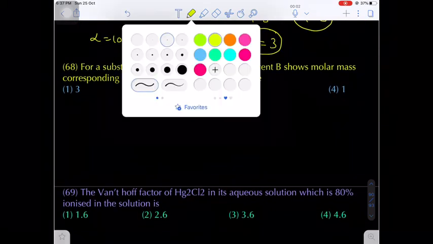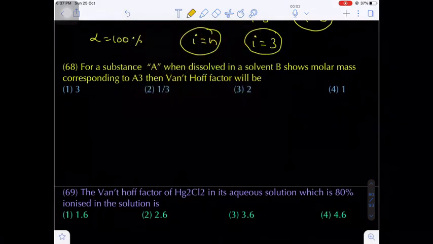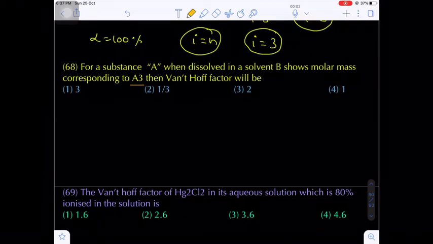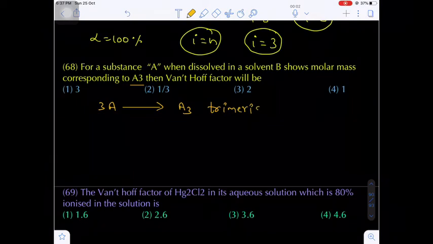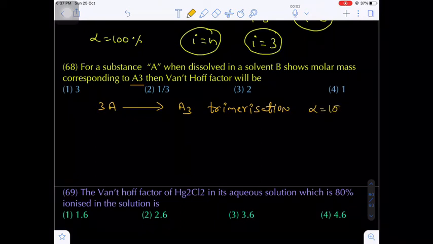And question number 68. For a substance A dissolving in a solvent B showing molar mass corresponding to A3, what is the meaning of A3? That means 3 molecules of A will associate together to give A3. That means this is an association. This is called trimerization. The degree of association is not given, so alpha we are assuming to be 100%.